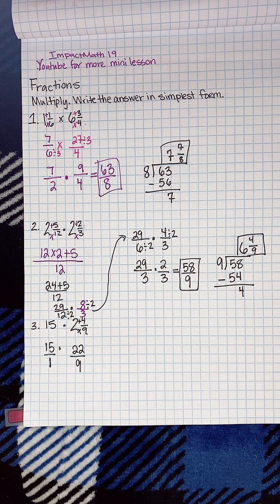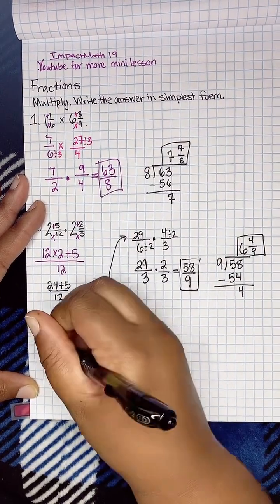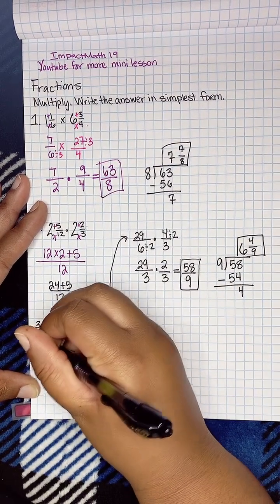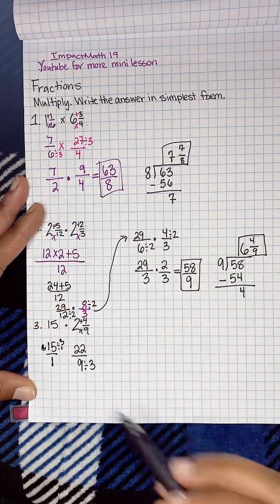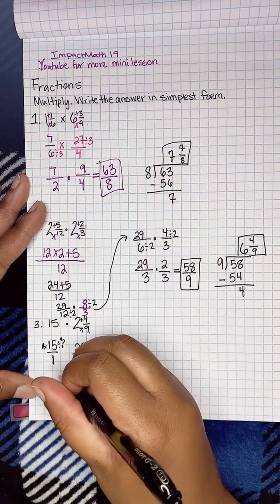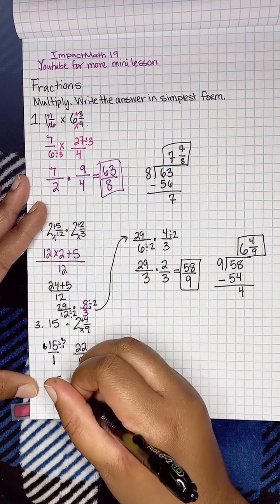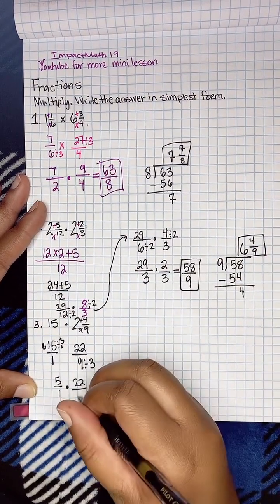The 9 and the 15. Wonderful. By 3. Yes. So we can divide this by 3 and we can divide this by 3. So 15 divided by 3 gets us 5 over 1 times 22 over 9 divided by 3 gets us 3.